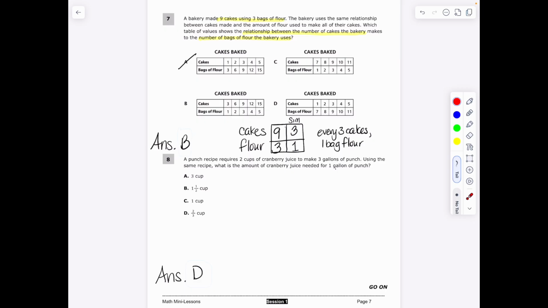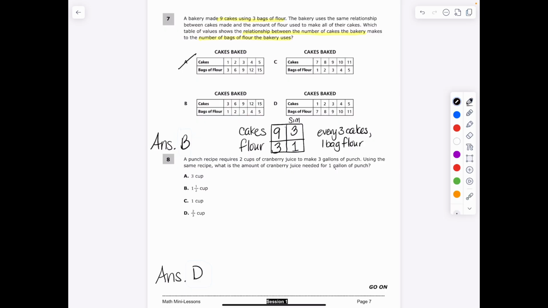So we're starting off good. And then we make another cake. So now I have 6 cakes. I need another bag of flour. And I bake another 3 cakes. I need another bag of flour. So you start to see that these are growing in that pattern. 3, 6, 9, 12, 15. So for every 3 cakes, I'm getting 1 more bag of flour.